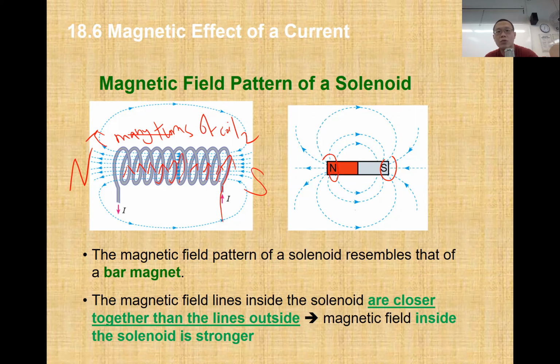So you find that these two patterns are identical. Which means I have enough evidence to say that the field created by a current is actually a magnetic field, because it is identical to the magnetic field lines produced by a magnet itself. This is where the evidence tells us that it is a magnetic field produced by a current.